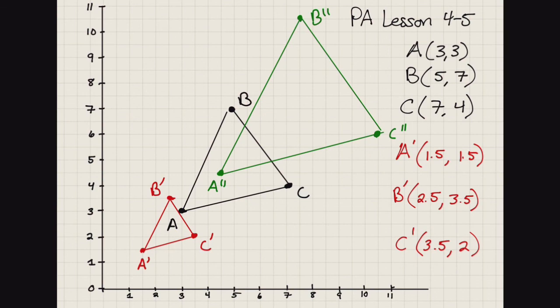Okay. So was the single prime an enlargement or a reduction? The single prime, A'B'C'. Was it an enlargement or a reduction? It was a reduction. Was double prime an enlargement or a reduction? An enlargement. Do you guys feel like you have a basic understanding of what we're doing here? We're making objects larger or smaller? Okay.